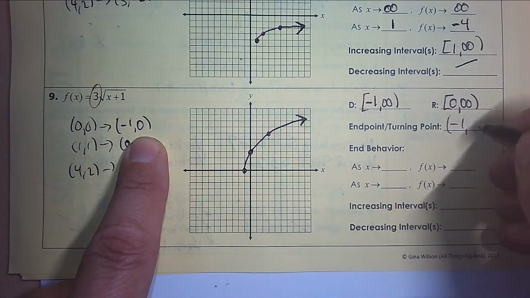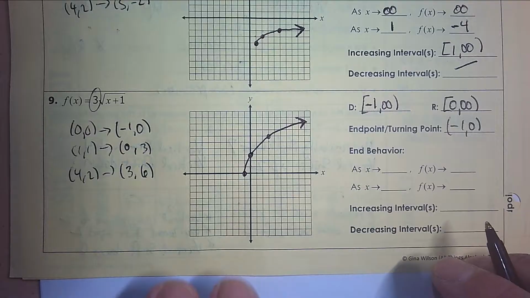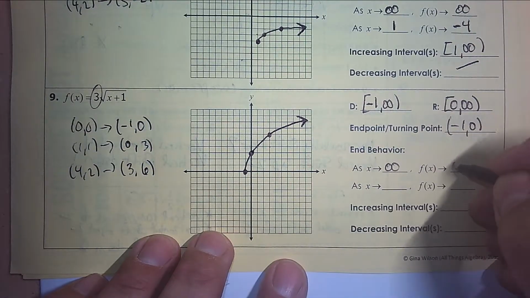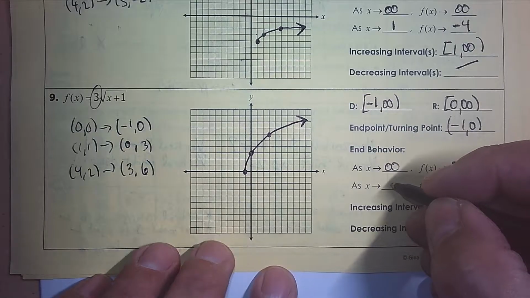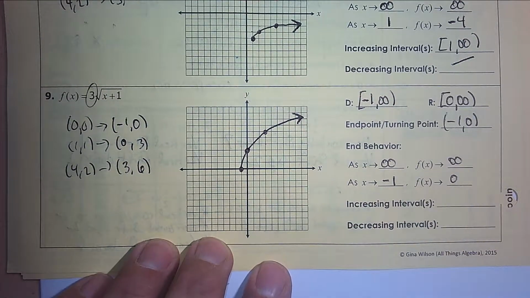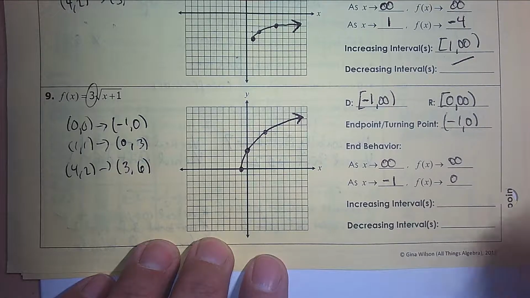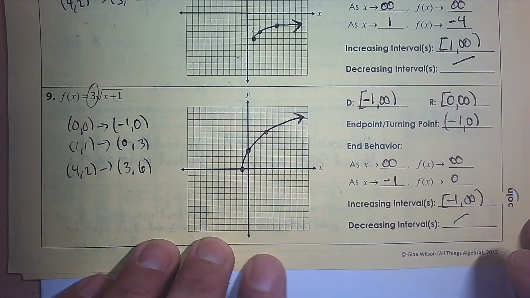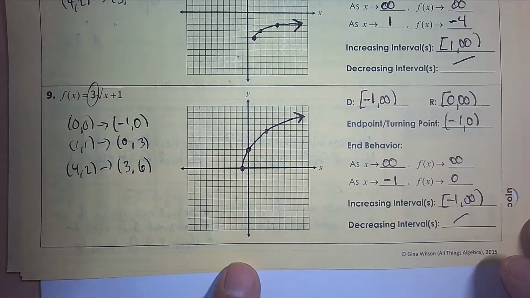The starting point was at -1, 0. Our end behavior. As x approaches infinity, the function approaches infinity. As x approaches -1, the function approaches 0. And it's increasing from -1 to infinity, and it never decreases. Turn the page.